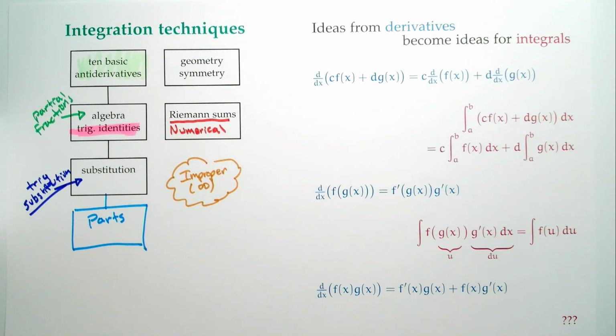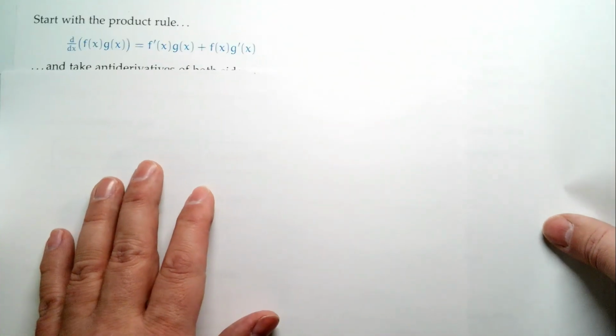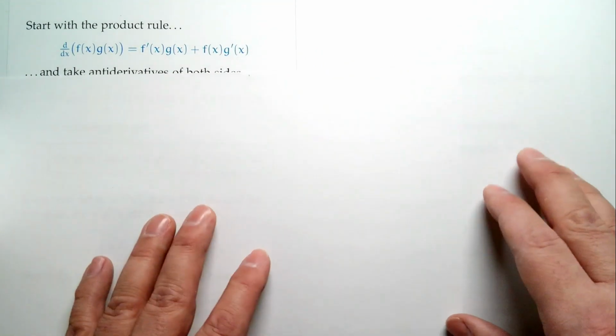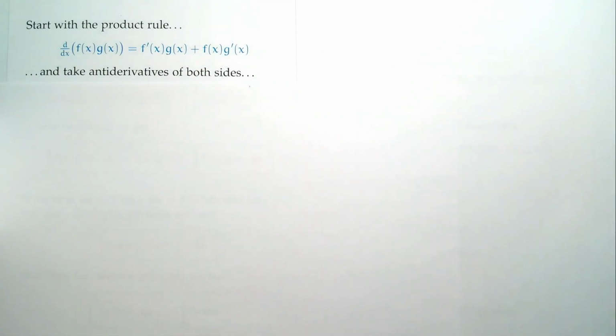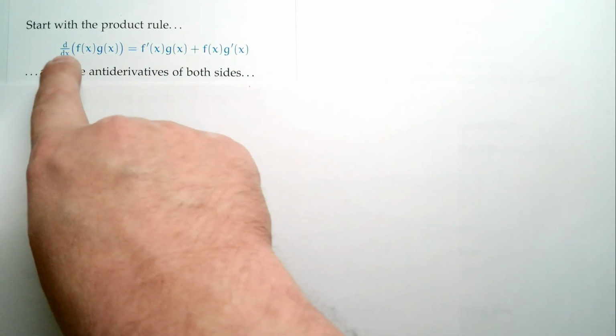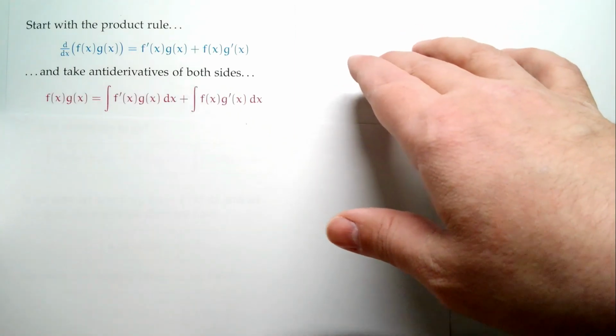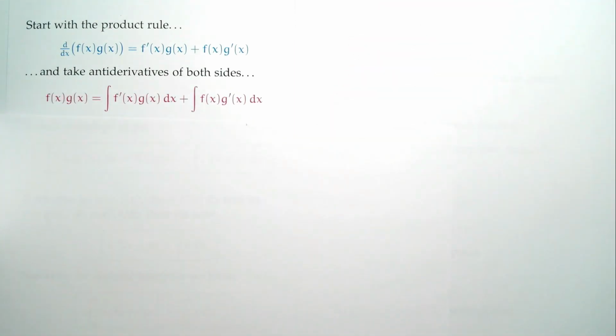So, here we go. We're going to start with our product rule. So there's our product rule. And we take the antiderivative of both sides. That's not so bad. Now when you take an antiderivative of a derivative, you get back to where you started. Well, basically. More to come on that. So what we have is that f of x times g of x is the antiderivative of f prime times g plus the antiderivative of f times g prime.